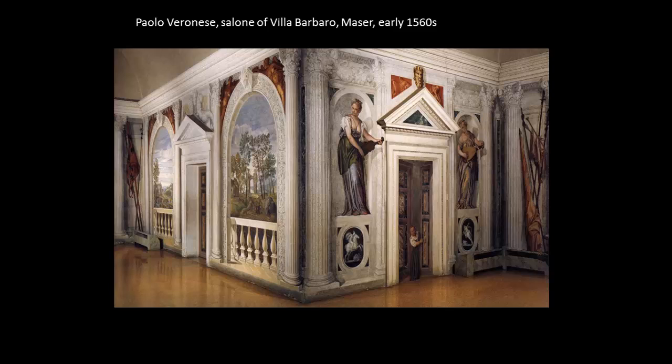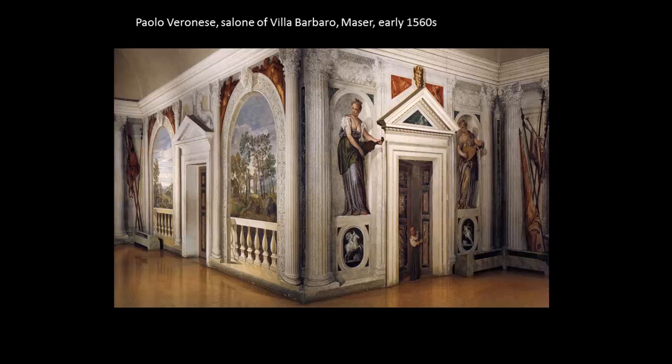So this was commissioned by these two brothers, Daniele Barbaro, who was the patriarch of Aquileia and a substantial humanist, and the other, Marcantonio, was a diplomat for the Venetian Republic. So they shared this villa. And Veronese's paintings here came to influence other villa decoration.